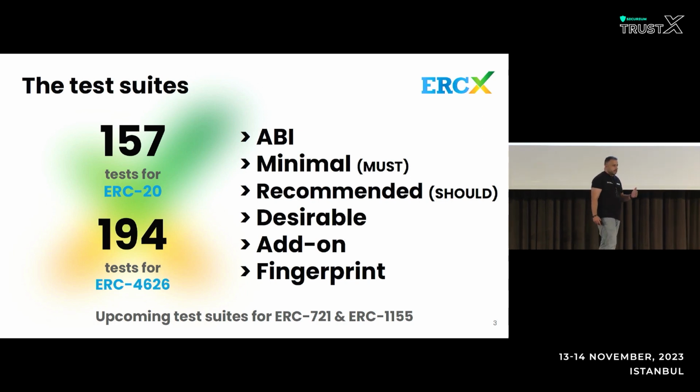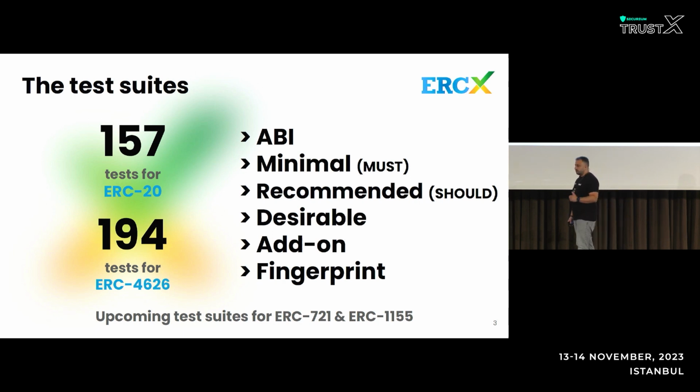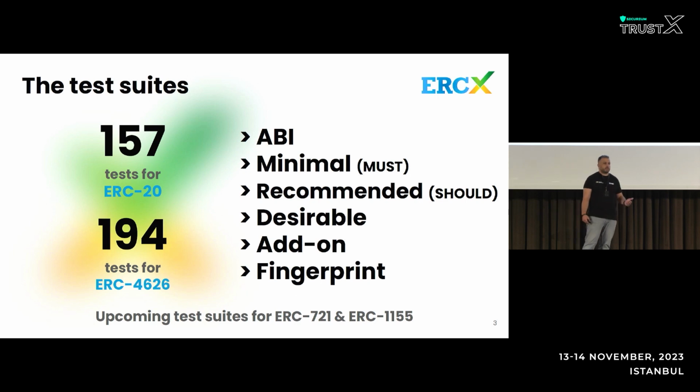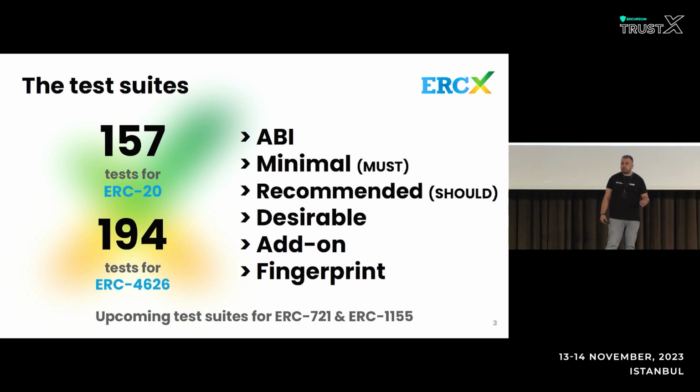And we didn't stop there. We added more property tests using the expertise of our security auditors. We added security tests inside what we call desirable property tests. And finally, we have add-on and fingerprint. Add-on is for any property test that would use functions going beyond the standard, like batch transfer or transfer proxy. And fingerprint is simply for implementation choices, like whether a token uses an infinite approval pattern, for instance. Let me mention that we have two upcoming test suites that will be released in November for ERC-721 and 1155.